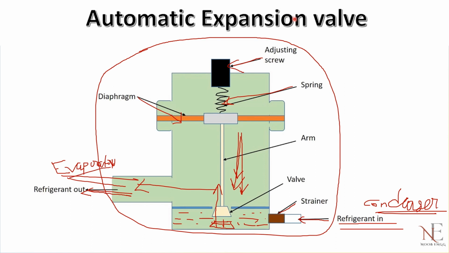As the need of liquid refrigerant in the evaporator tubes increases, the spring moves down the valve with the help of the diaphragm and the spring, and lets the liquid refrigerant enter in and out. Okay, this is the simple working of an automatic expansion valve.